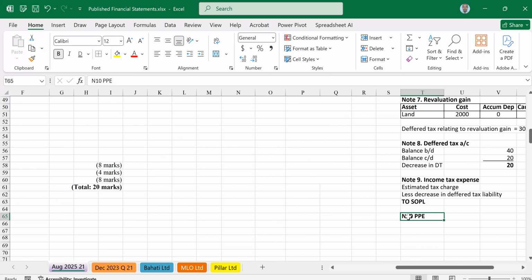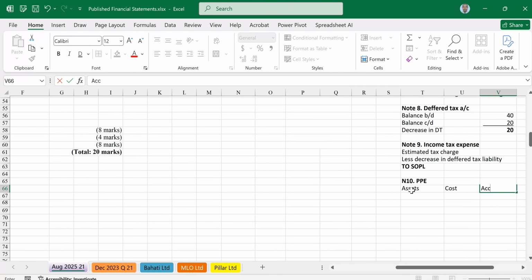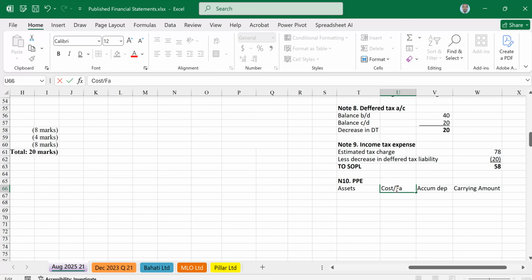So note 10 is property, plant, and equipment. So give me the asset, cost, accumulated depreciation, then the carrying amount, the new carrying amount. So that will be cost or revalued, cost or fair value.